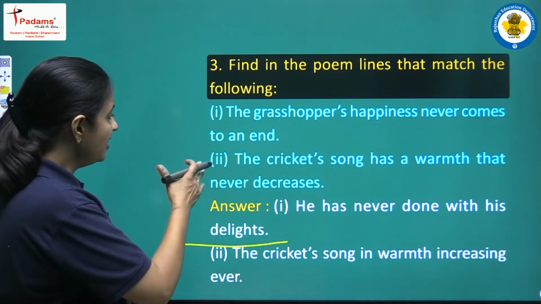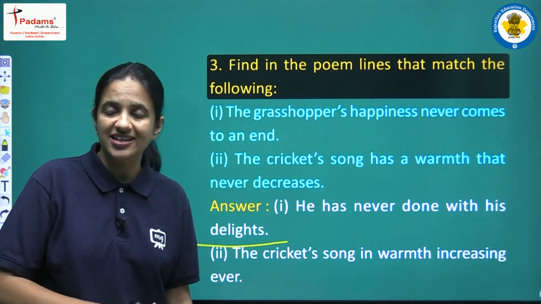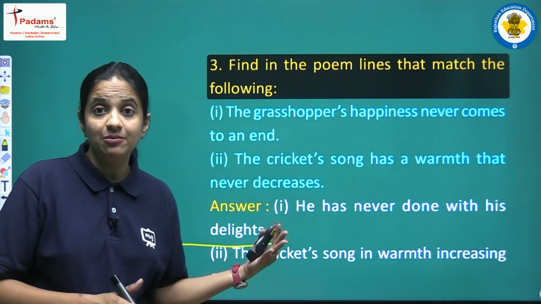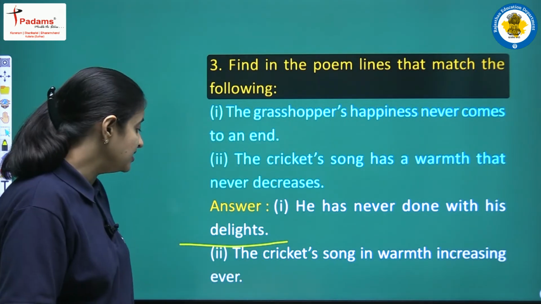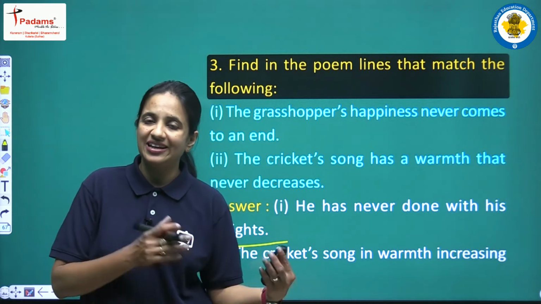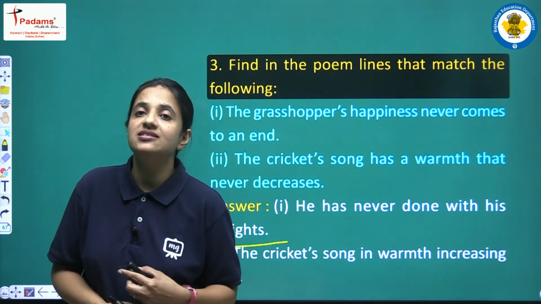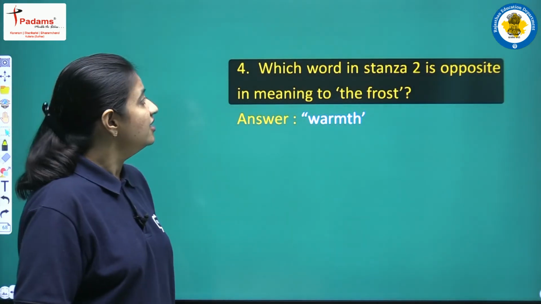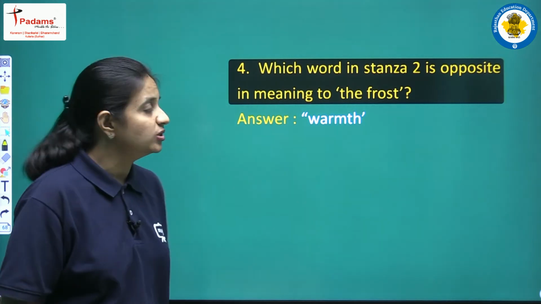Okay. Second line is, the cricket song has a warmth that never decreases. So again we have to find one line from the poem that has the same meaning. So our answer is, the cricket's song in warmth increasing ever. So yes, when the cricket song is there in the winter season, it increases the warmth, it increases the happiness.